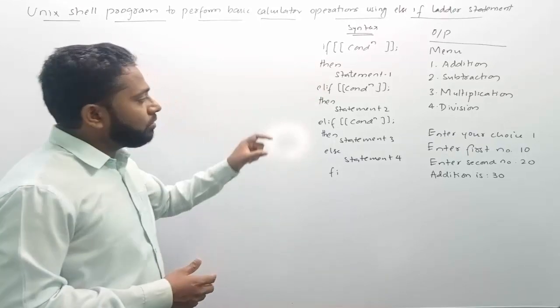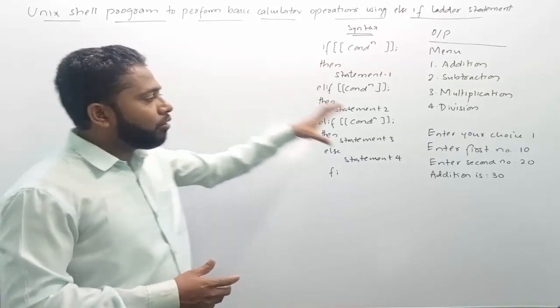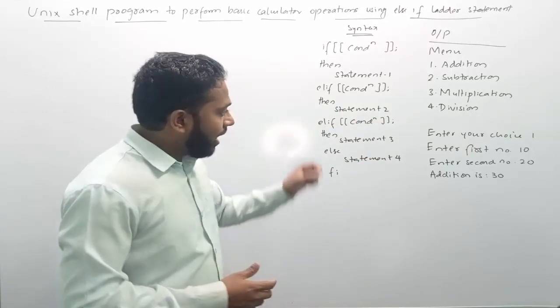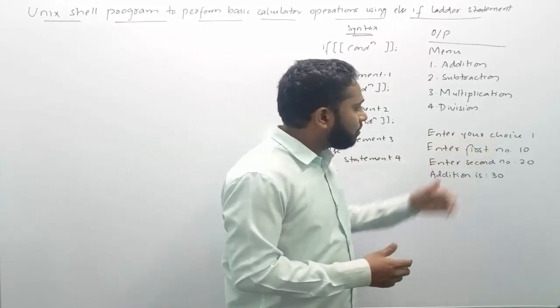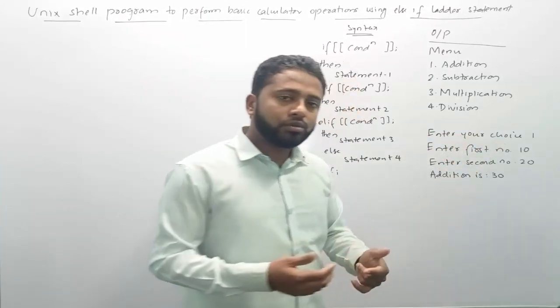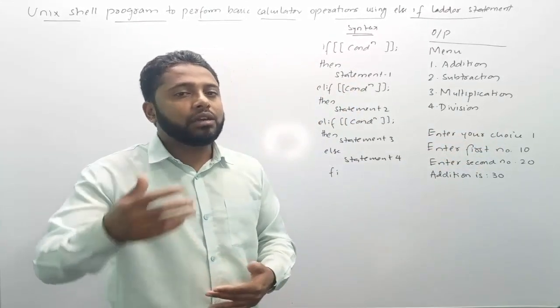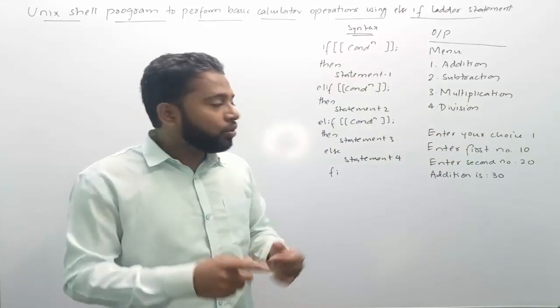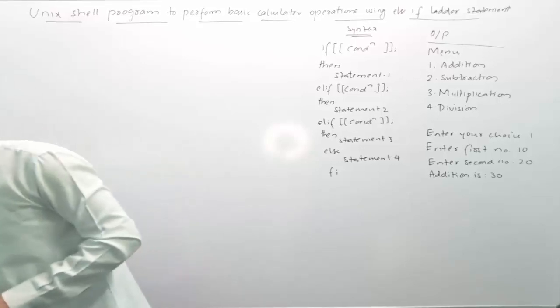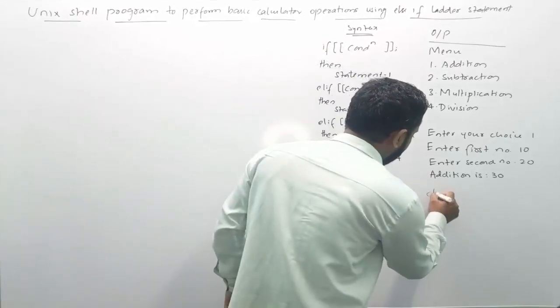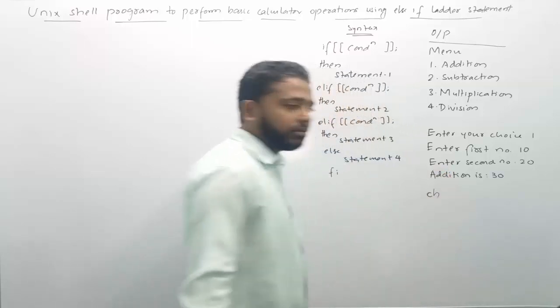Now just by looking at this output, how many variables are required? Once the program gets executed, it will ask the user to enter their choice. That means the user needs to enter one value, and in our program, to hold that value, we need to create one variable, let us say ch.